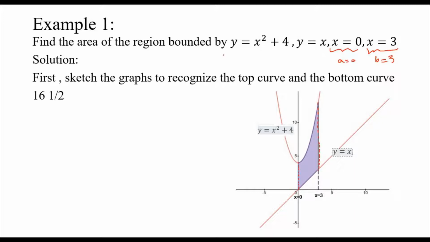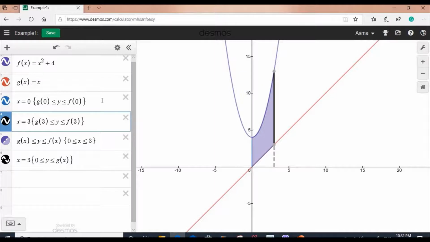Now I have to determine which function is the top function and which function is the bottom function. To do that, I usually do it on Desmos. So let me show you how I do it on Desmos. So here is Desmos. I basically graph the first function and the second function. f of x is equal to x squared plus 4, which is this function.